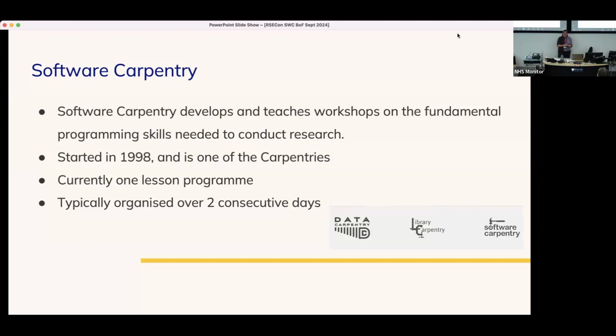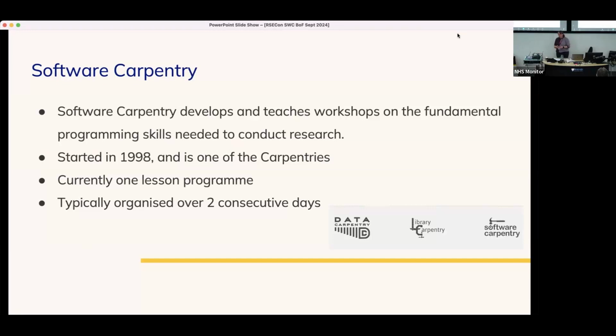Right, so Software Carpentry. It is one of three carpentries: Data Carpentry, Library Carpentry, and Software Carpentry. Some of you will know it goes way back to 1995, and it develops and teaches workshops on fundamental programming skills needed to conduct research. So, with Greg, it started in 95, and then it became Software Carpentry in 98. It has this long history.